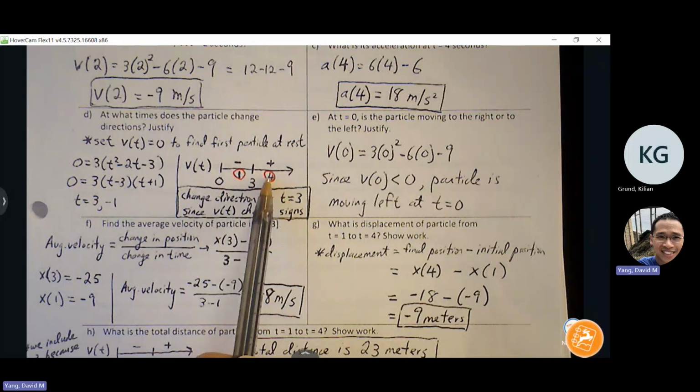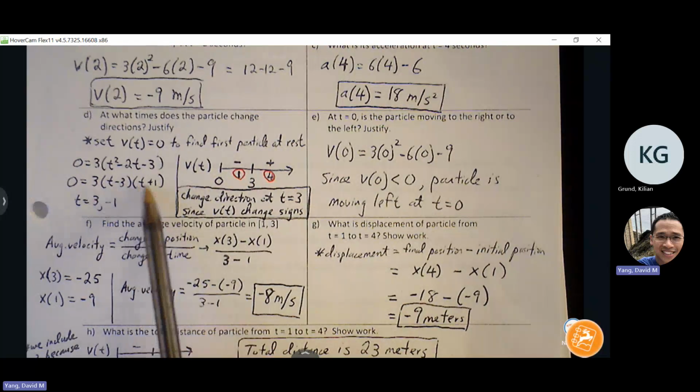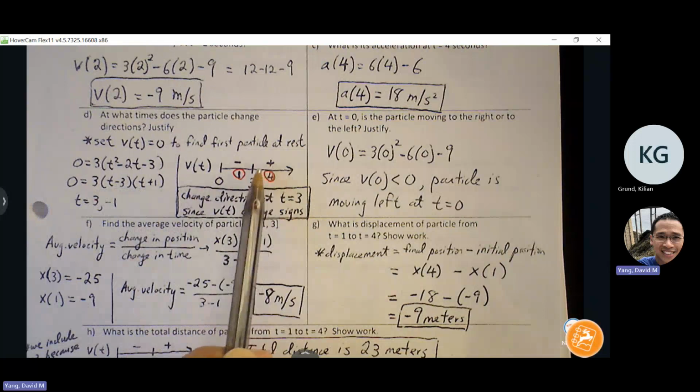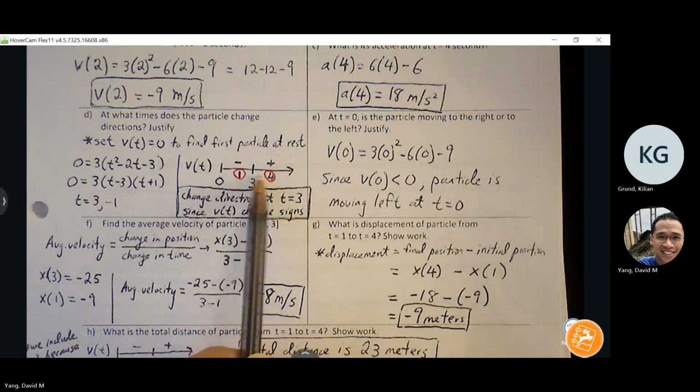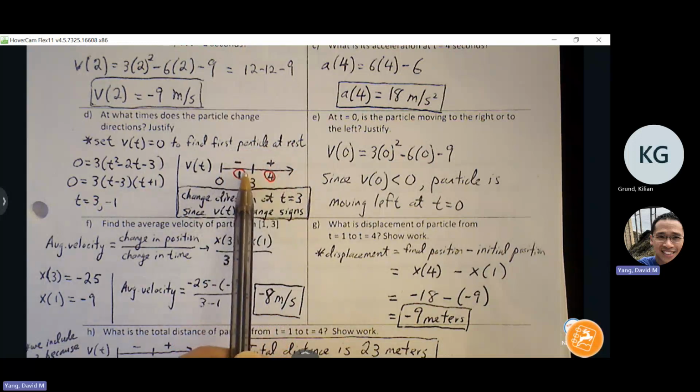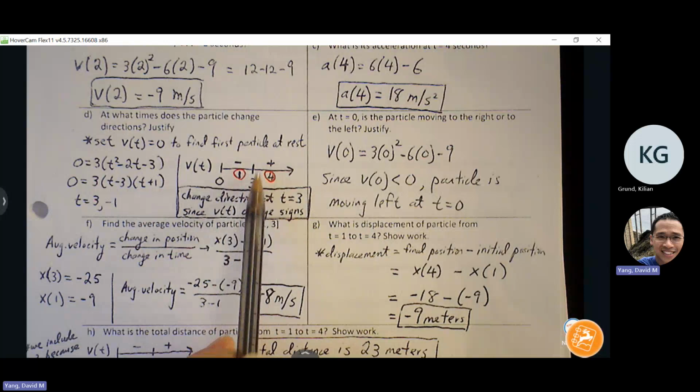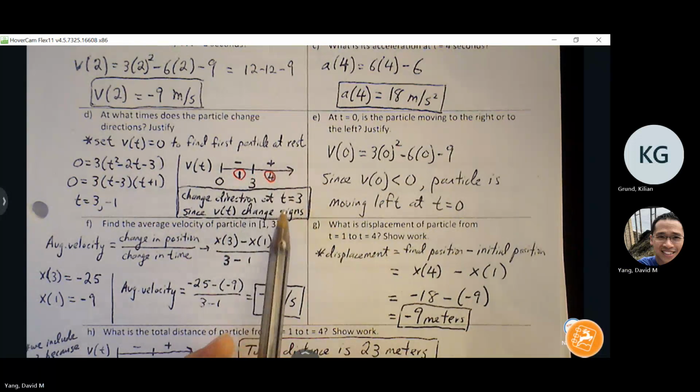And if I plug in 4, 4 looks like a convenient number for me to test to the right of 3. Plug 4 in, positive, positive. That's positive. So that means from 3 to infinity, this object is moving to the right. So this kind of gives us a very helpful visual as to how the graph is moving, right? For 3 seconds, it's going left. Then it stops for a moment at 3 seconds. And after 3 seconds, it's going to turn around and move to the right.